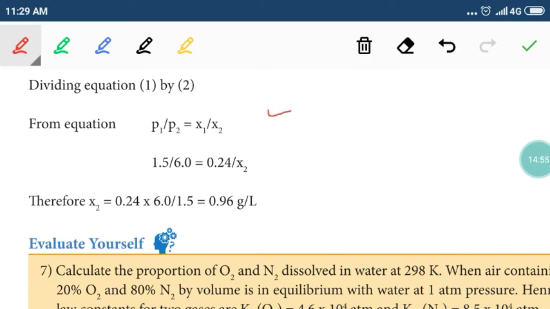P1, P2 values have already been given in the question paper. P1 is 1.5 atmospheric pressure, P2 is 6 atmospheric pressure. When the pressure is 1.5 atmospheric pressure, how much gas is dissolved? 0.24 gram. When we maintain low pressure 1.5, 0.24 gram of gas is dissolved in the solvent. Now we increase the pressure up to 6. At 6 atmospheric pressure, how much gas will be dissolved? That we have to calculate. So x2 is equal to 0.96 gram per liter. So this problem is based on Henry's law.